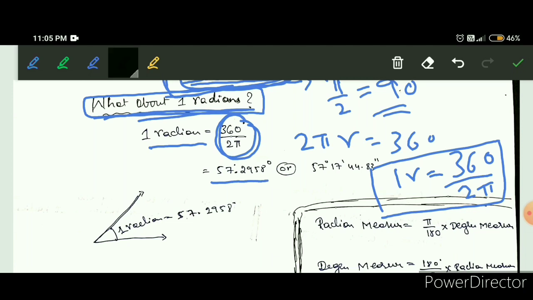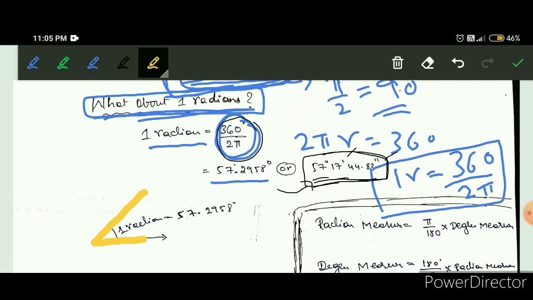57.2958. This 57.295 degree can be measured accurately by using minutes and seconds: 57 degree, 17 minutes and 44.83 seconds. By using minutes and seconds, we can write an accurate value for this. So here I consider that an angle of 1 radian is approximately equal to 57.2958 degree, or accurately 57 degree 17 minutes 44.83 seconds.